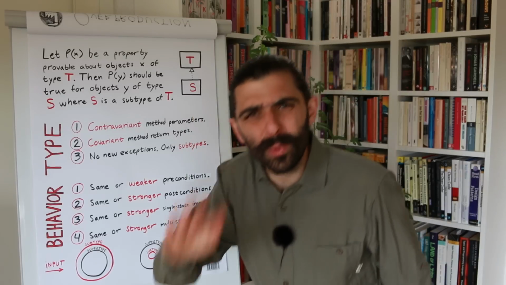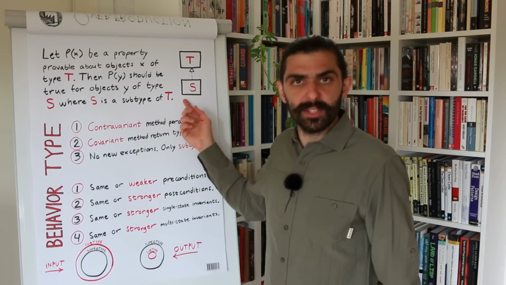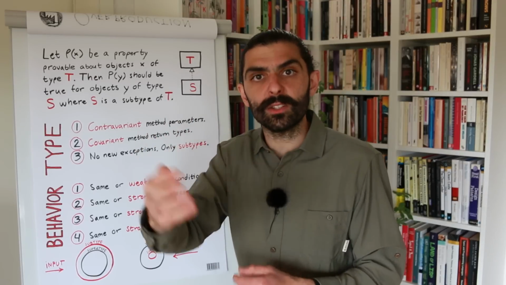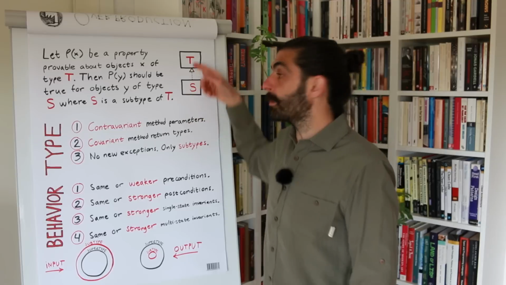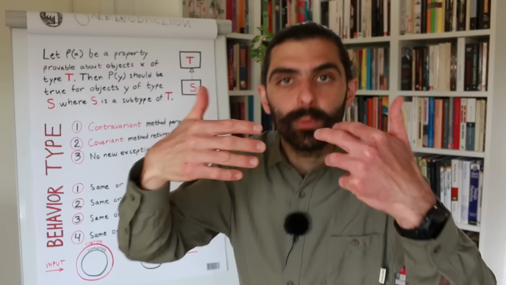But again, we can't weaken the multi-state invariant. So we couldn't say that in every new state of the subtype, the length has increased or has remained the same, because that means that we are violating the multi-state invariant of the parent. And again, which puts us in a situation where we're writing code that behaves unexpectedly.